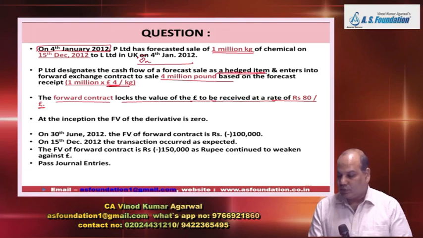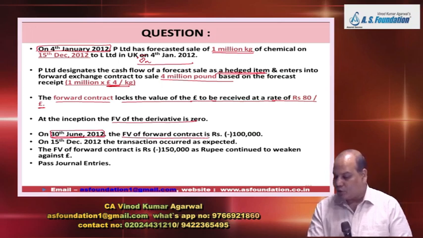So you will receive the payment in pound, 4 million pound, and 4 million pound will be converted into rupees at 80 per pound. Okay. At the inception, the fair value of the forward contract is 0. Very good.